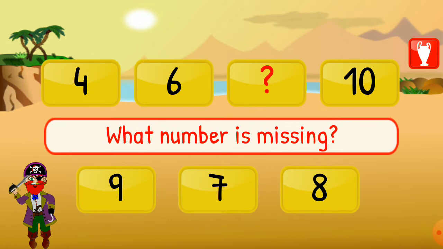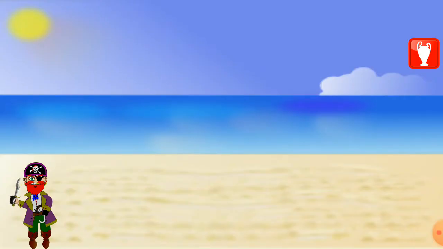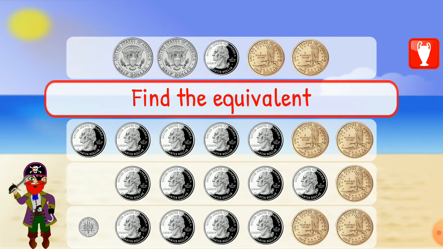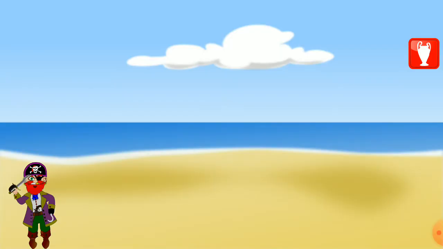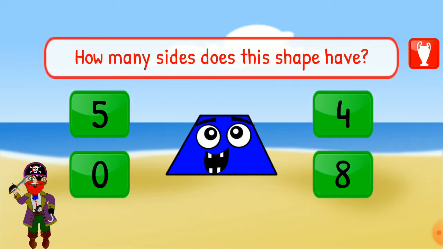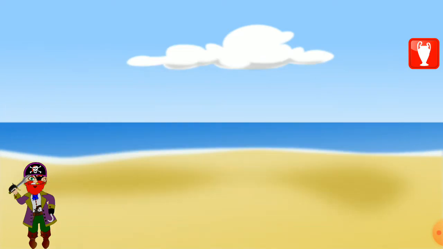4, 6, dash, and then 10. What number is missing? 8. Yes! Yes. How many sides does this shape have? 4. Oh yeah.